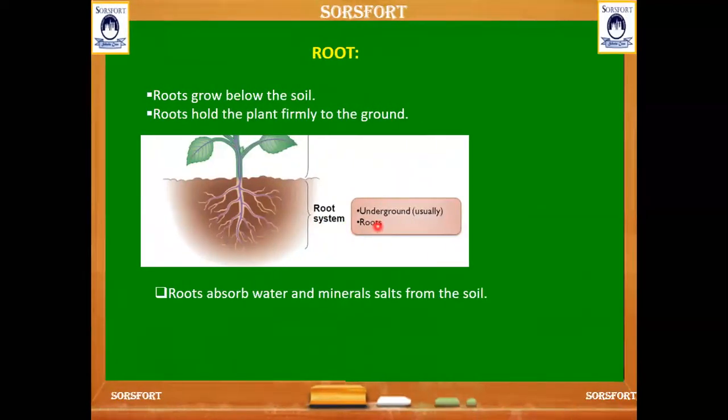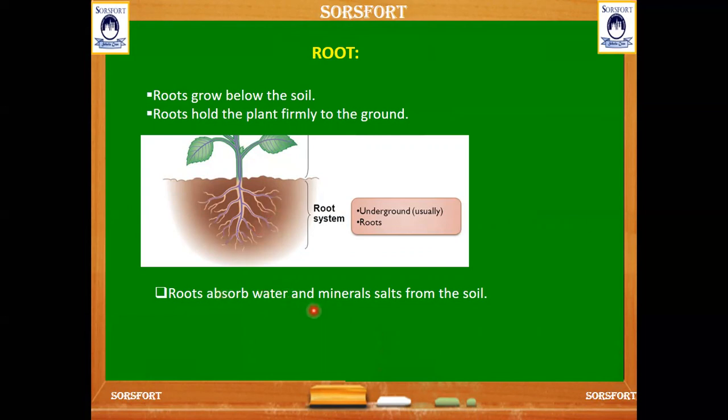And the first one is the root. The roots grow below the soil, so we cannot see the roots of the plant. What does the root do? The root holds the plant firmly in the ground. If the root doesn't hold the plant, will the plant stand? No. Because the roots hold the plant firmly, the plant can stand straight on the ground.